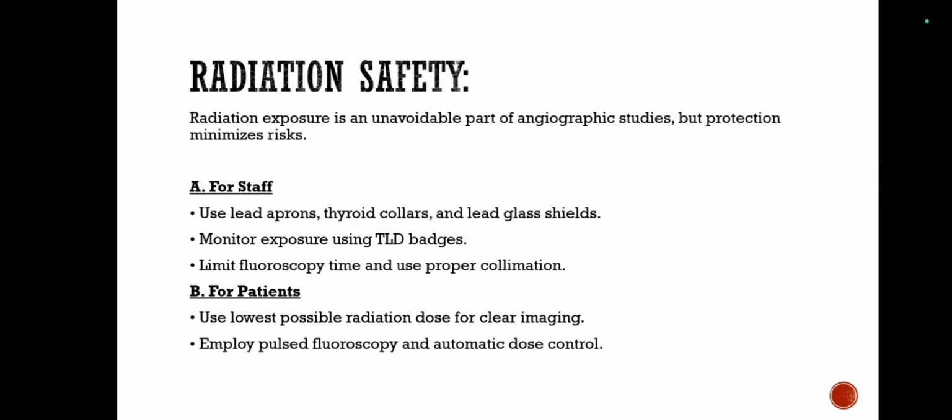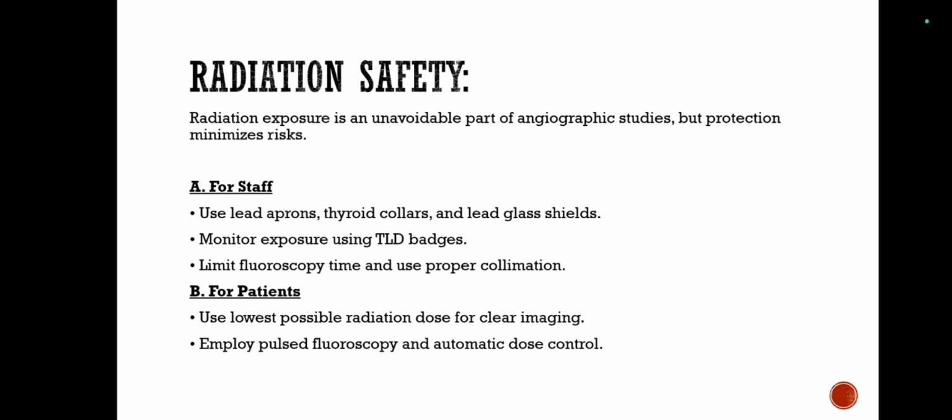So next is the radiation safety. We have to ensure radiation safety for the patients as well as the staff. For the staff, usually they are provided with lead aprons, thyroid collars, and lead glass sheets. Then the second one is the TLD badge. Usually every staff member is given a TLD badge, and they can change it once in a month or once in 3 months. Before the procedure, they are asked to keep the TLD badges with them.